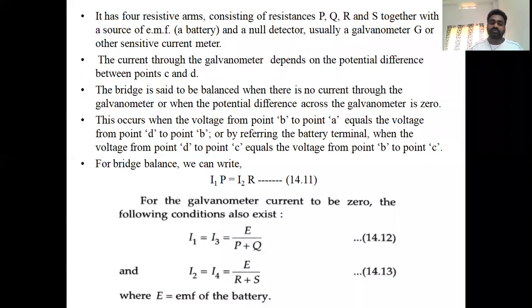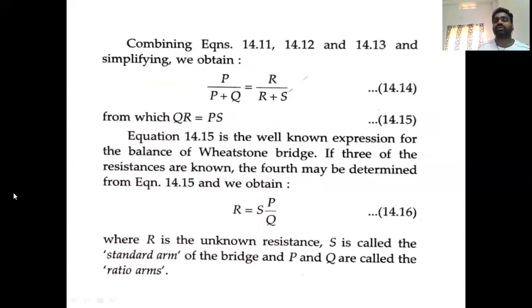If we equalize both of them, we know that there is a null deflection in the galvanometer. Whenever there is a null deflection in the galvanometer, I1 is equal to I2 is equal to I3 is equal to I4. At that instant, we equalize the resistance ratios, that is P by P plus Q is equal to R by R plus S.